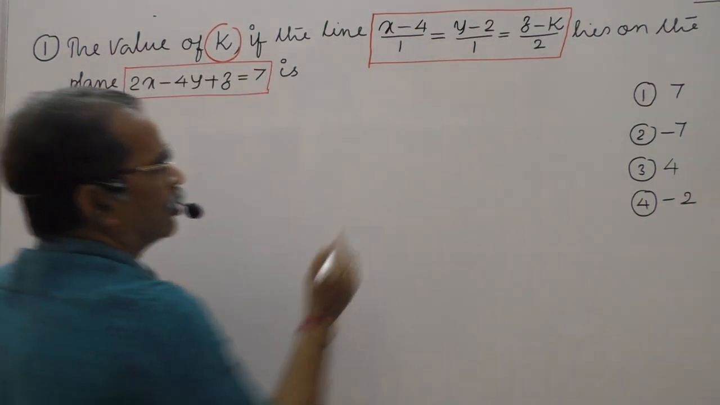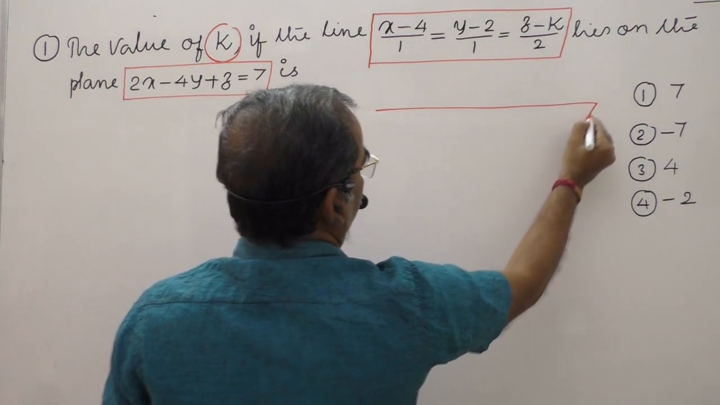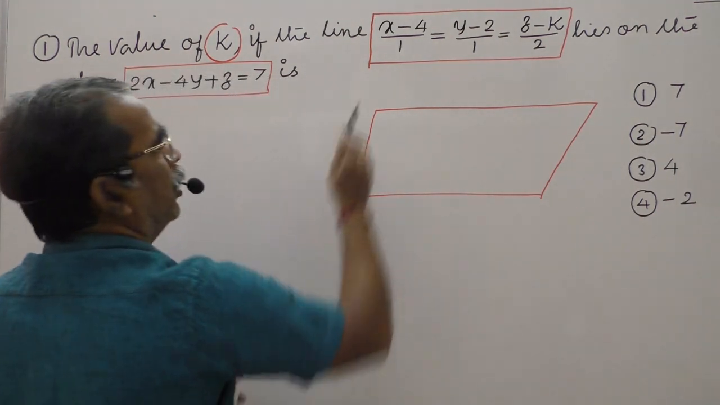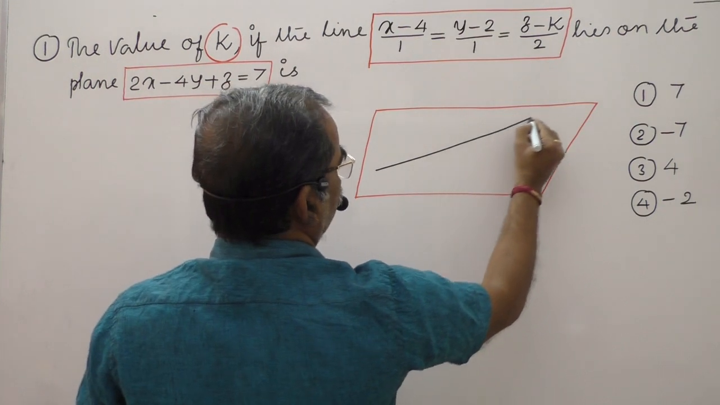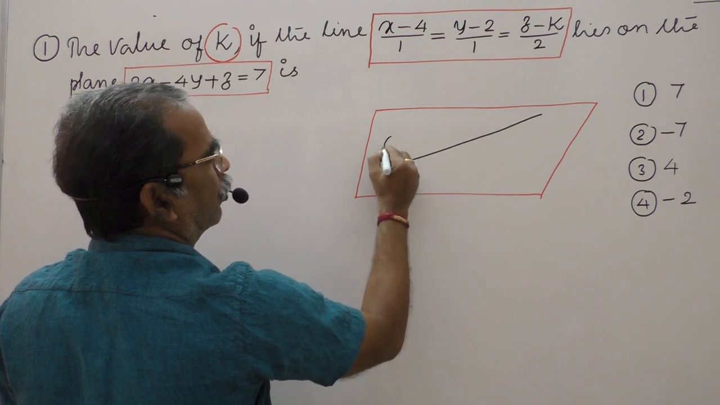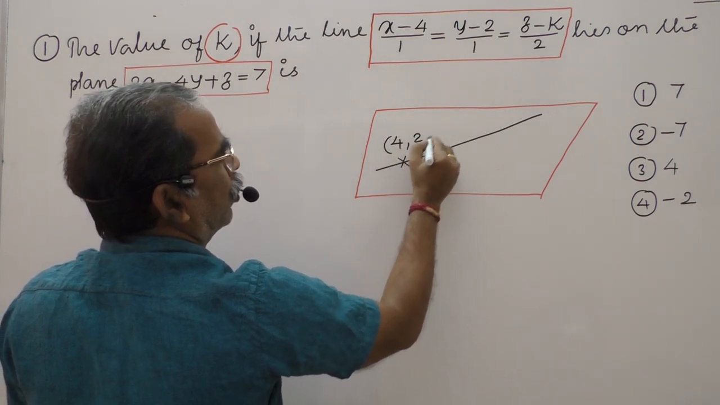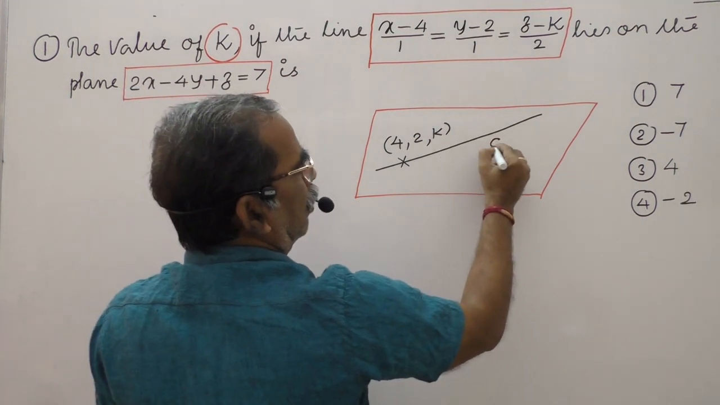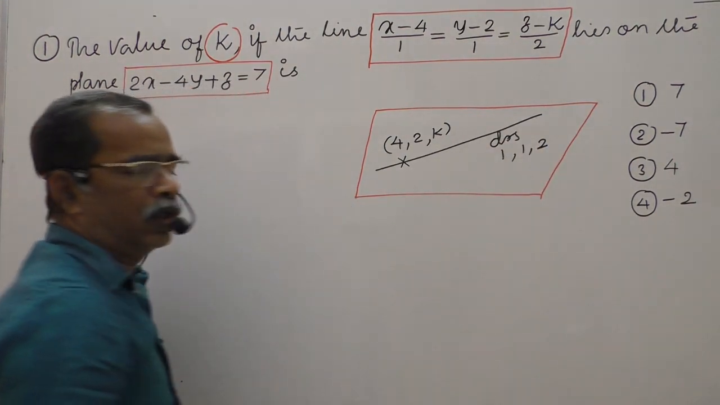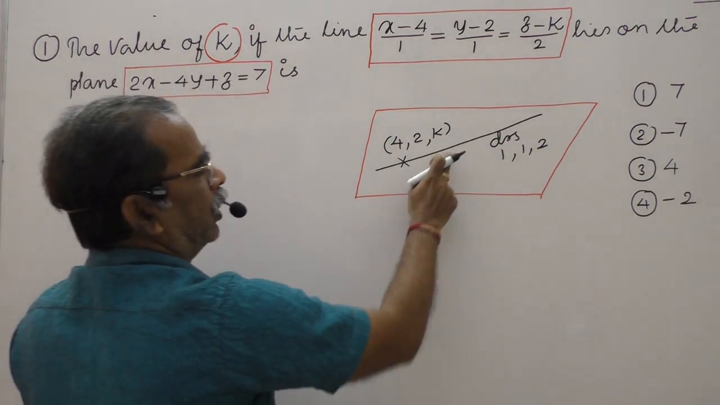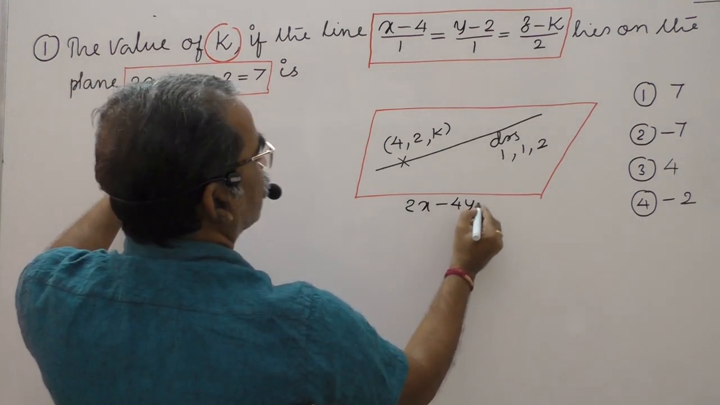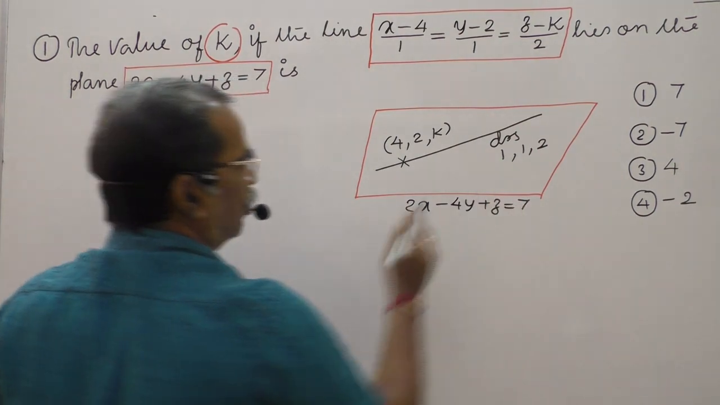Very simple. Say this is the given plane, and a line is given that lies on the plane. This line is in symmetric form. Therefore, it passes through the point 4, 2, k, and has drs 1, 1, 2. What is the equation of the plane? 2x minus 4y plus z is equal to 7.